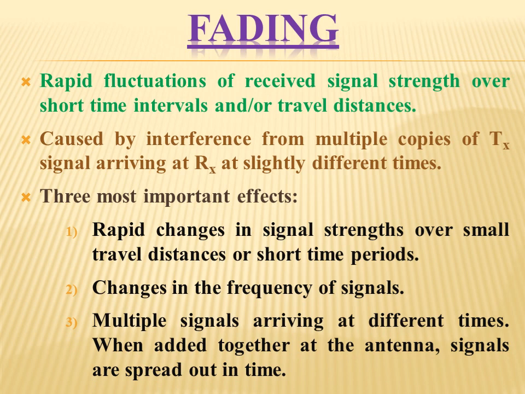The other effect is multiple signals arriving at different times. As I have considered that the mobile station is moving from its position, the signal being received by the receiver consists of some delay as it is received at different time intervals. When they are added together at the antenna, signals are spread out in time.